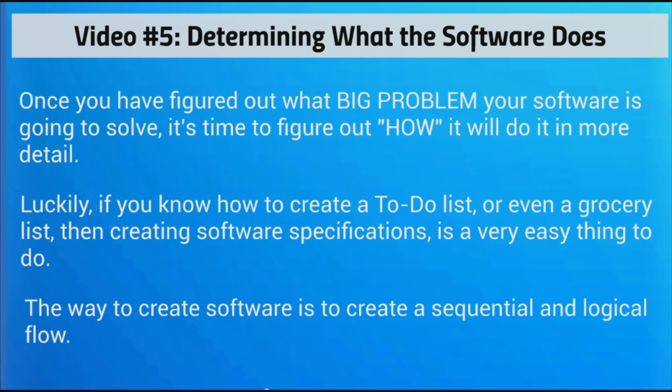Now, the way to create software is to create a sequential and logical flow. So it's not going to be just a randomized grocery list. It's going to be a sequential, logical flow. So whatever you do in the beginning is going to impact the end. And it'll make more sense in just a second.